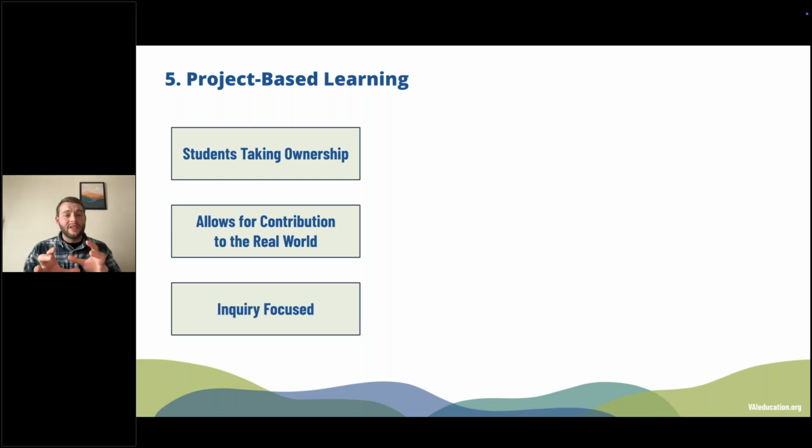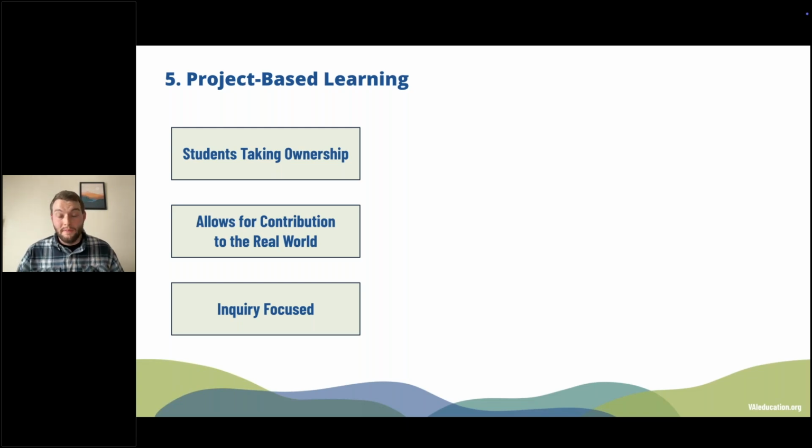And here's that big piece, that inquiry focus. We want students to ask for themselves, Mr. G, why are we doing this? We want them to discover that in their minds. So we can set up this lesson in a more project-based approach that allows them to see it.